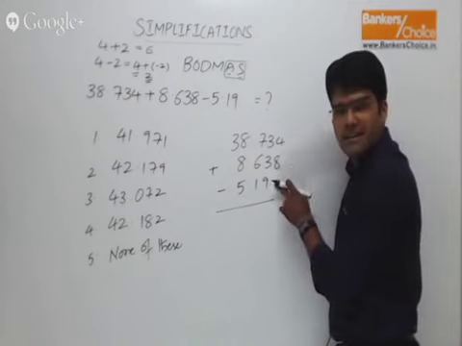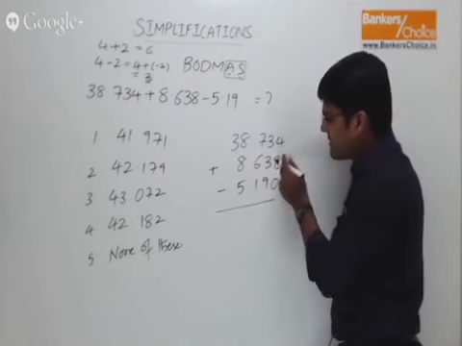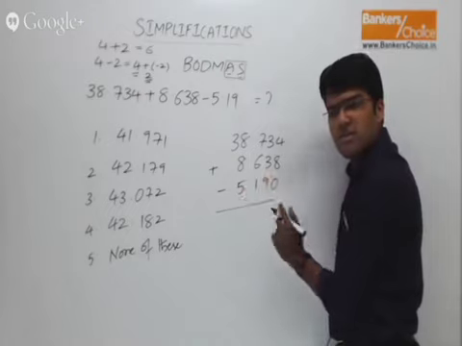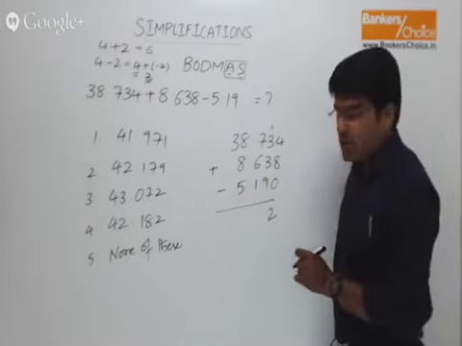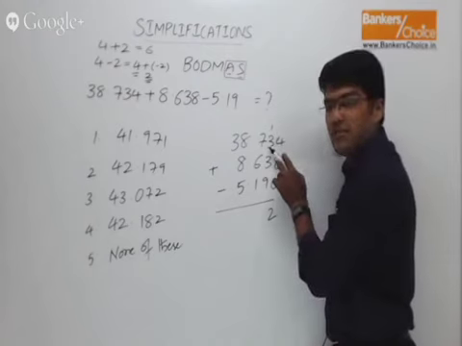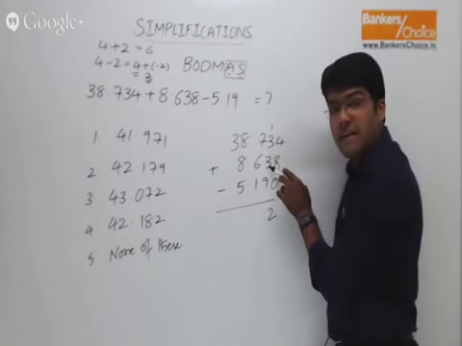And here we do not have anything, right? 0. So 4 plus 8, 12. 12 minus 0 is 12. So we take 2 in the answer and 1 gets carried forward. Then go to the next step. 1 plus 3, 4. 4 plus 3, 7.